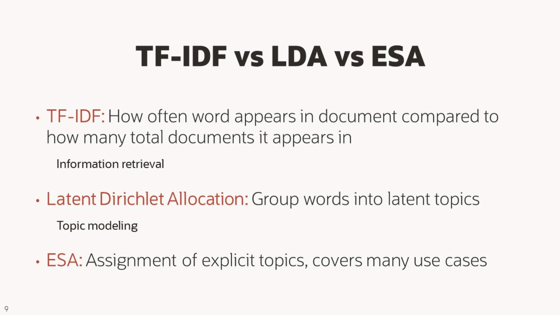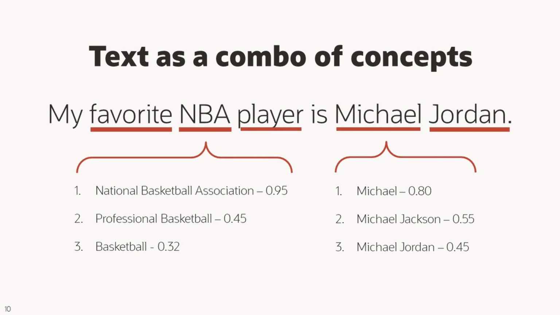So we've talked a lot about ESA, but I find it kind of confusing to really understand how these models make their predictions on text. So I want to walk through an example with an ESA model making a prediction on a text for a topic modeling use case. So we're going to get into that here. With ESA, we're looking to understand text as a combination of the concepts in it. So if we were trying to make a prediction on this sentence, my favorite NBA player is Michael Jordan.